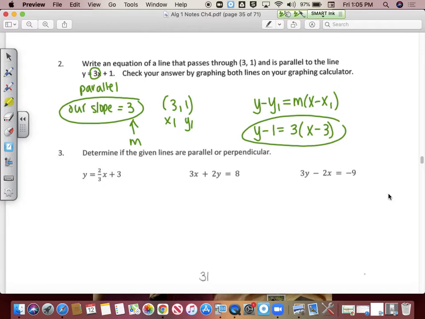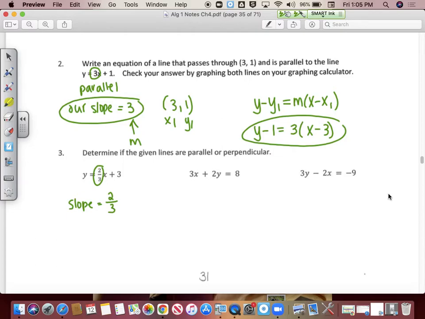Okay, and then in example 3, it's asking us to determine if the lines given are parallel or perpendicular. So in order to do that, we have to look at all three equations in a way that we can see their slopes. I can see the slope of the first equation. The first equation slope is 2/3. In order for the other lines to be parallel to it, they also have to have slopes of 2/3. In order for the other lines to be perpendicular to it, they would have to have slopes of -3/2.